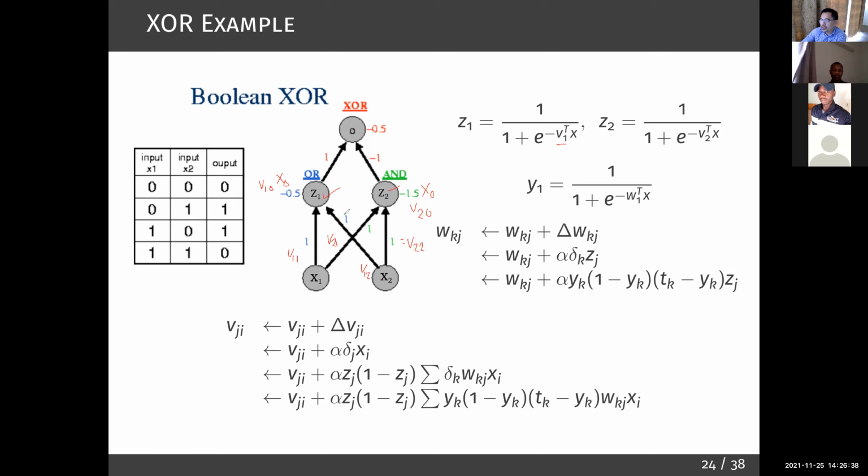Using those outputs, you also have the bias, Z0. So Z0, Z1, and Z2 are multiplied by the weights: Z0 by W10, Z1 by W11, and Z2 by W12.